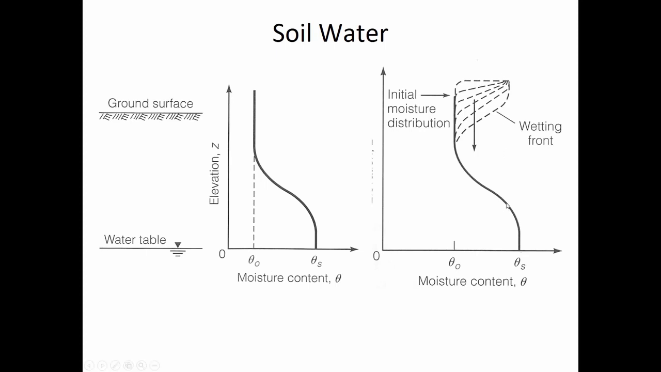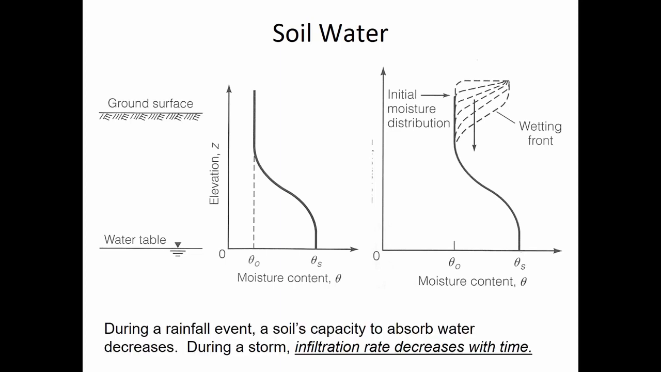And why do we care about all this? Remember, the rainfall that hits the soil has two places to go, broadly speaking. It can either go into the soil or it can go over the surface towards some point of concentration, towards a watershed outlet. So runoff equals rainfall minus infiltration is the broad way of looking at it.